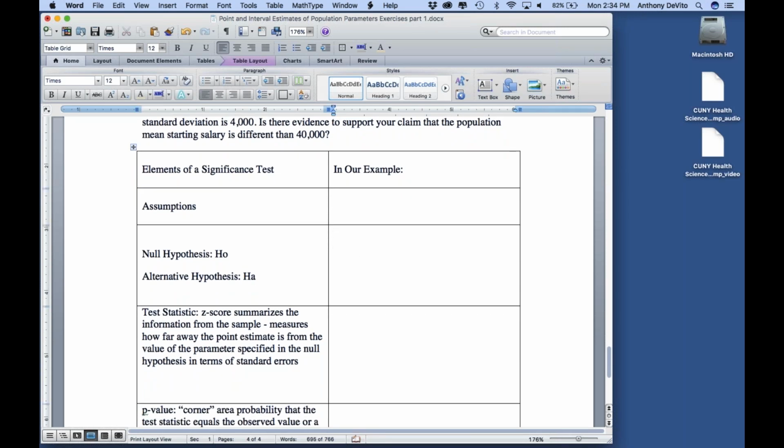Okay, so what would my null hypothesis here be? Null hypothesis is that the mean starting salary, mu start, is equal to 40,000. And our alternative hypothesis is going to be that the mean starting salary is not equal to 40,000.